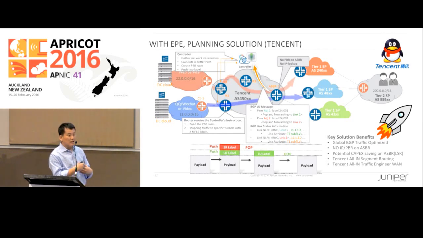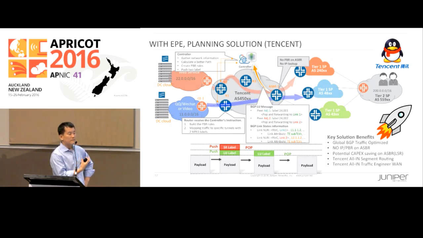After we discussed, here's the plan. We worked together with them to define rules and policy, and to select different peering. The router sends the BGP LU message to the controller and gets the link state information. Then the different video servers or web services can send traffic to different ASPRs and select a different peering solution.